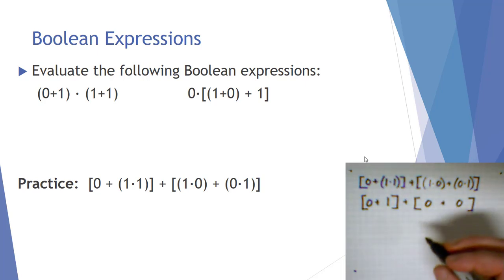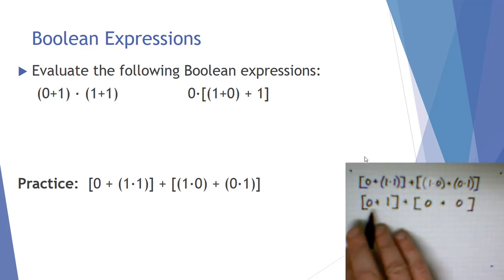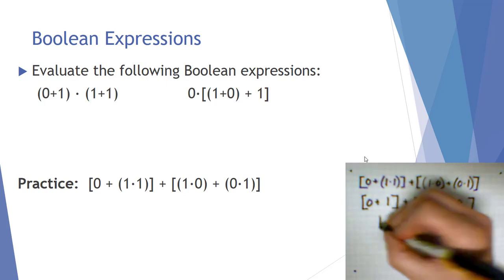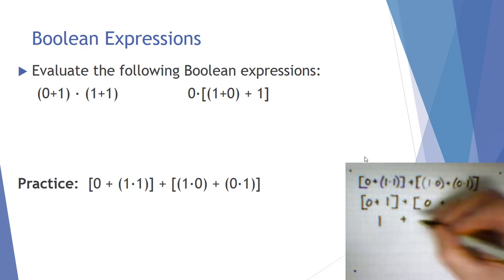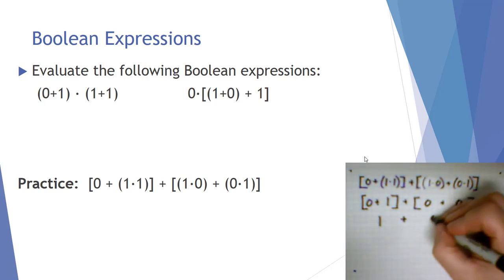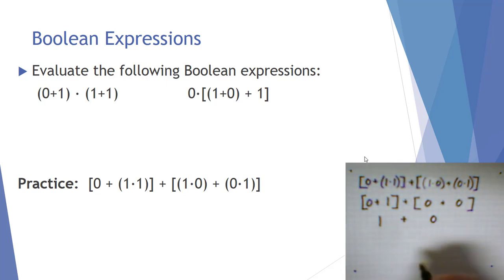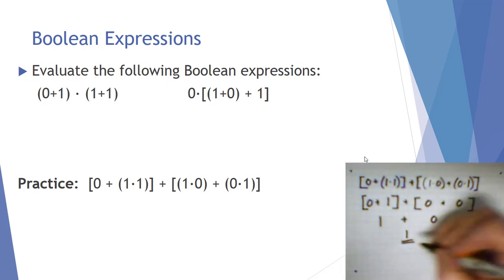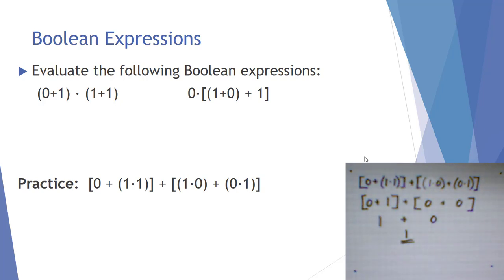Now let's clean up the contents of our brackets. 0 plus 1 in Boolean algebra is 1. And 0 plus 0 is 0. And in Boolean algebra, 1 plus 0 is 1. So the result of your simplification should be 1.